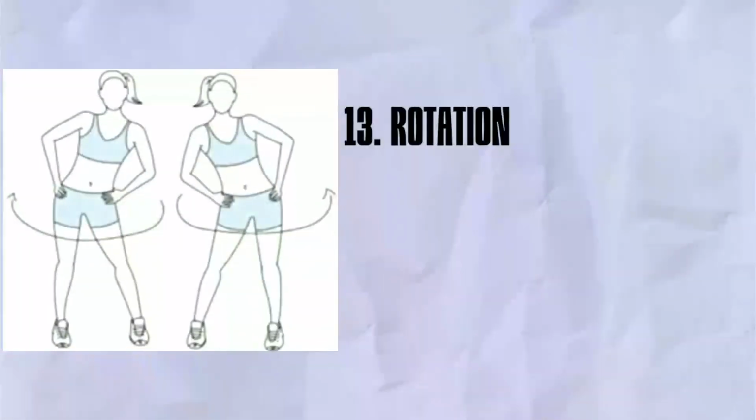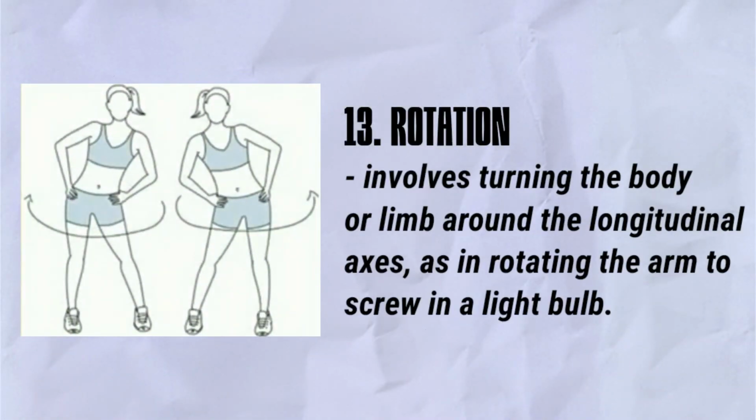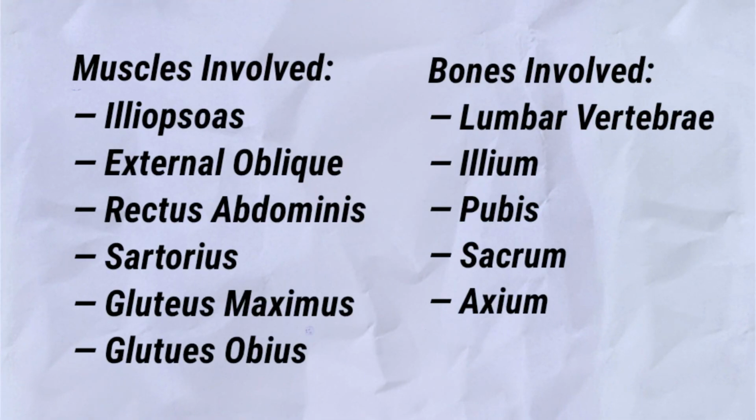So the last movement on the list is rotation. It involves turning the body or limb around the longitudinal axis, as in rotating the arm to screw in a light bulb. So the muscles involved are iliopsoas, external oblique, rectus abdominis, sartorius, gluteus maximus, and gluteus medius, while the bones involved are lumbar vertebrae, ilium, pubis, sacrum, and axis.